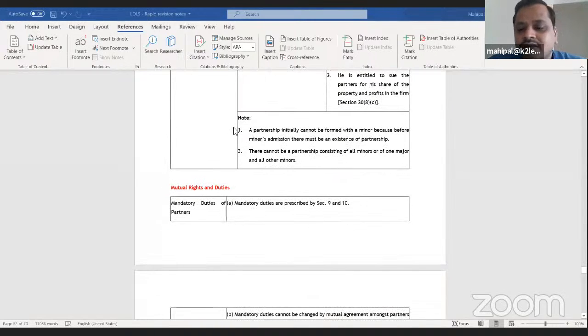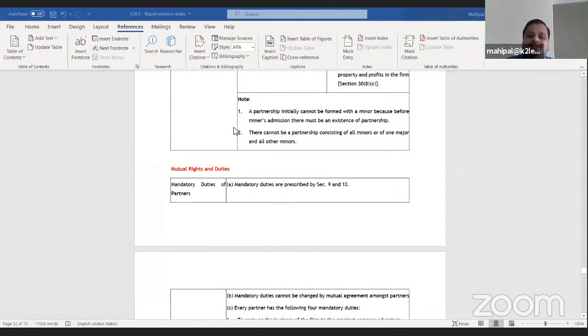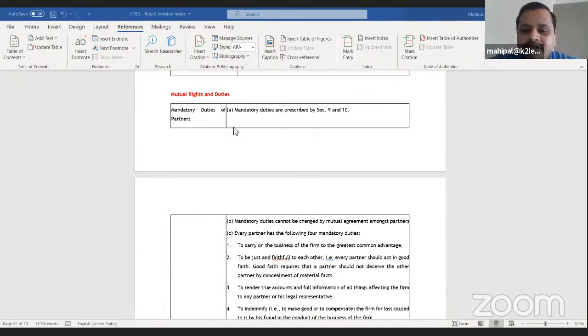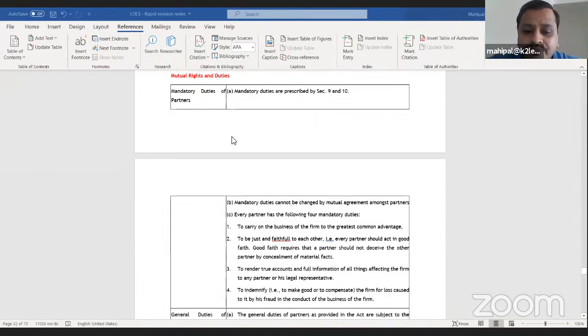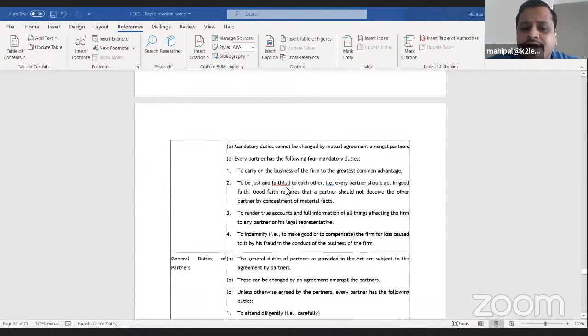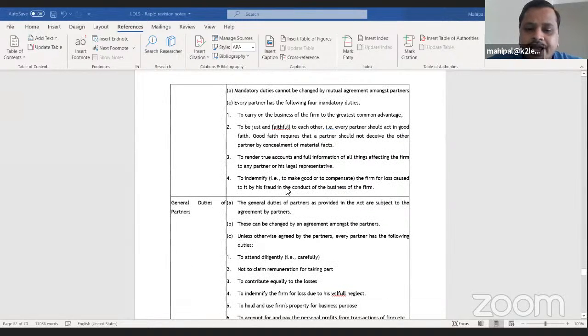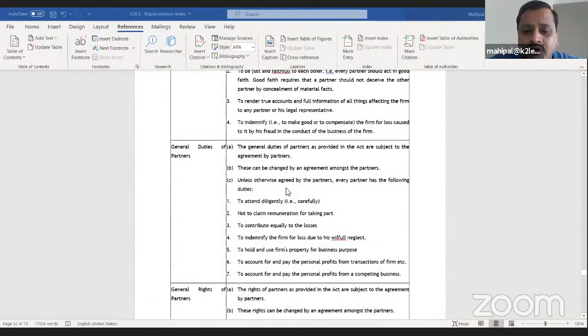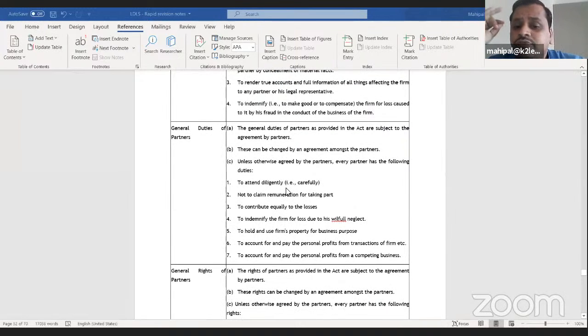Rights and duties of the partners. Mandatory rights are given here: to carry on the business of the firm to the greatest common advantage, to be just and faithful, to render true accounts and full disclosure, and to indemnify for the losses for anything done. General duties include duty to attend to the duty carefully, not to claim remuneration for taking part.